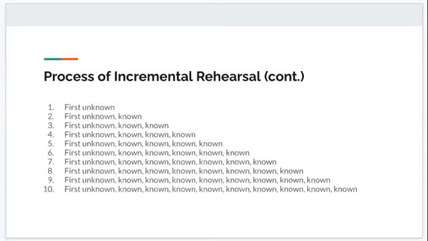This would be a typical order of what the incremental rehearsal intervention would look like. As you can see, during each round, the unknown letter sound is always repeated every time, and a known letter sound is added at the end. Once all the known words are used once, you would repeat this process with a second unknown letter sound.